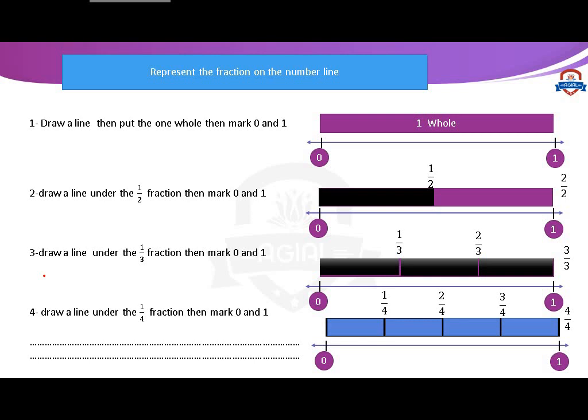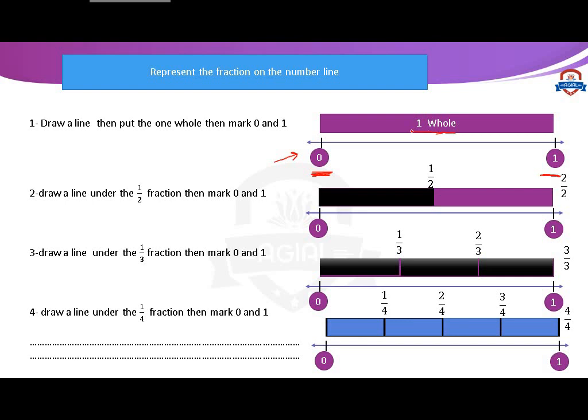Number 1, draw a line like this. This is called a number line. The number line starts at 0 because 0 is the smallest number we have. Draw a line, then put the one whole, then mark 0 and 1. We mark here 0 and here 1, and this is called one whole.